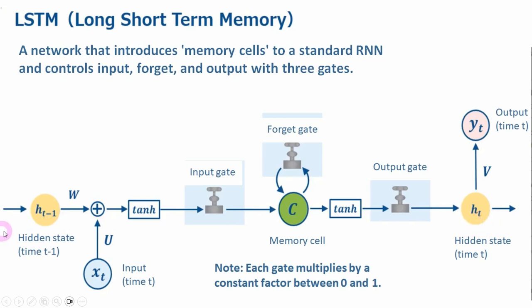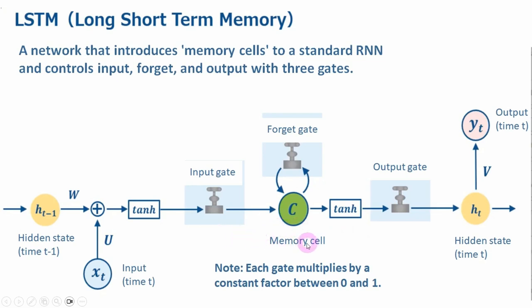The input xt comes in and gets multiplied by a weight matrix. The previous hidden state h, t-1, also gets multiplied by its own weight. We add them together, apply a tanh activation, and compute the new hidden state ht. That's exactly the element type RNN, a simple recurrent network. But LSTM adds a twist.